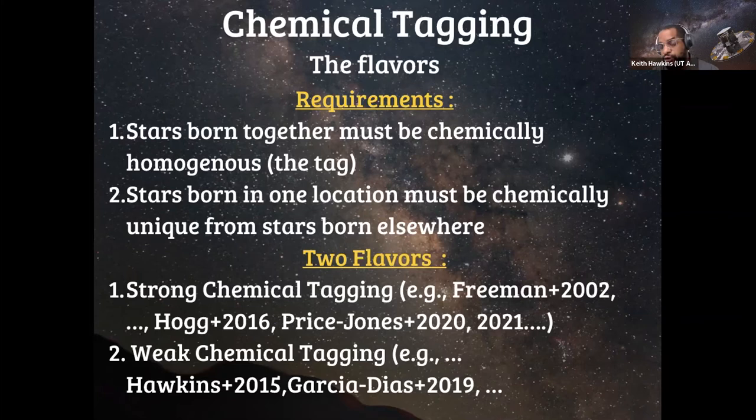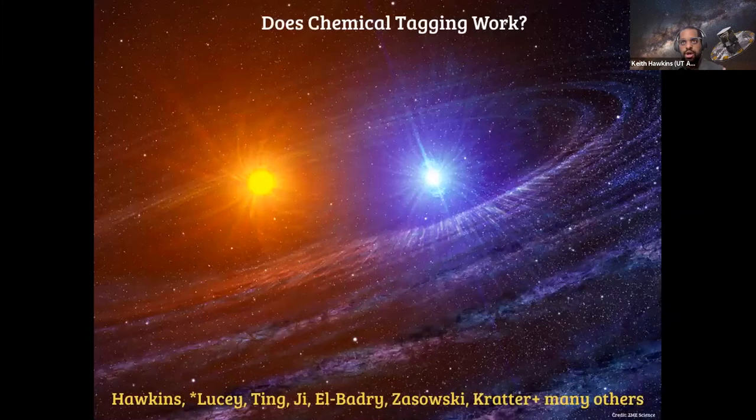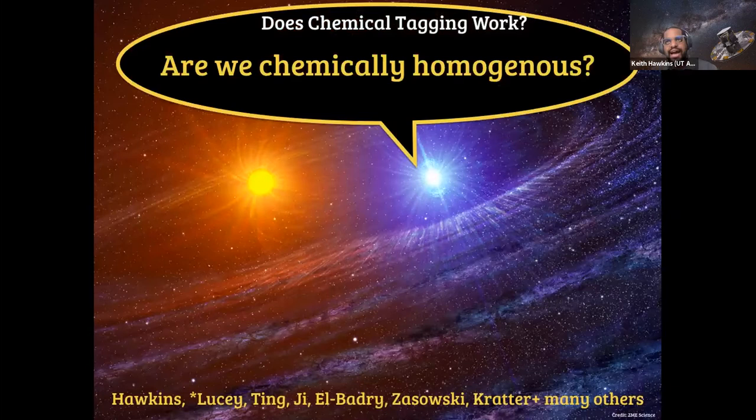And so a lot of my group has been working on trying to figure out, okay, does chemical tagging work? Can we say that at least one of these requirements is indeed satisfied in the universe? That's basically like asking, are stars born together, like these two stars here that are born in this wide binary system, are these two stars actually homogeneous chemically or not?